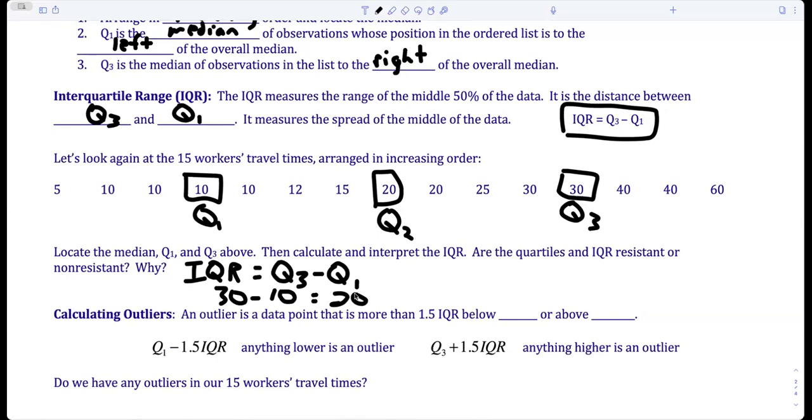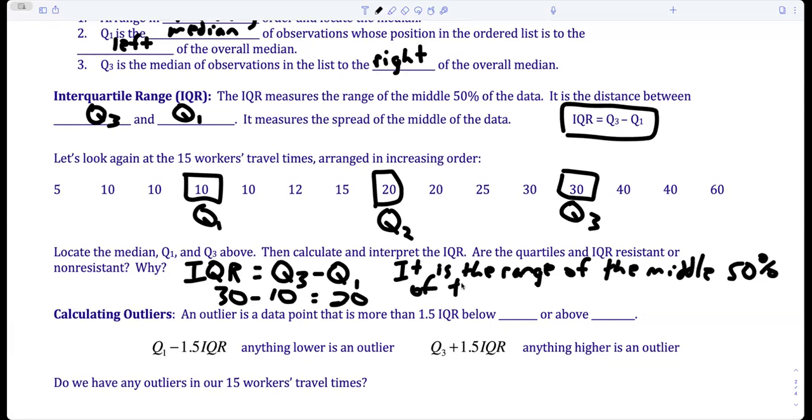And then it says to interpret the IQR. So we are going to say it is the range of the middle 50% of the data.